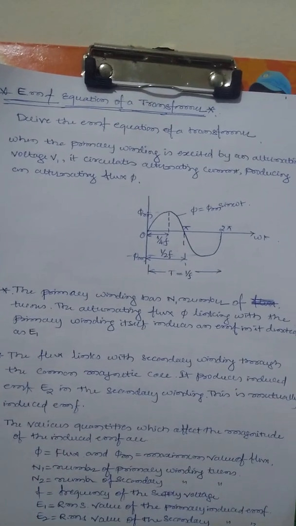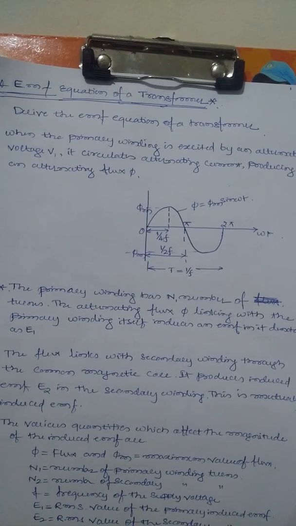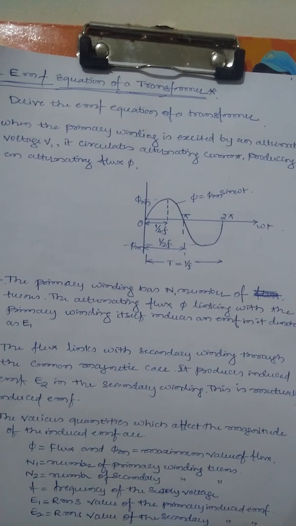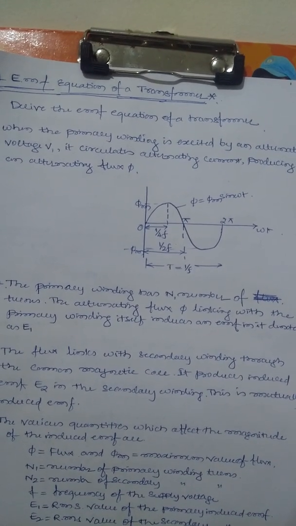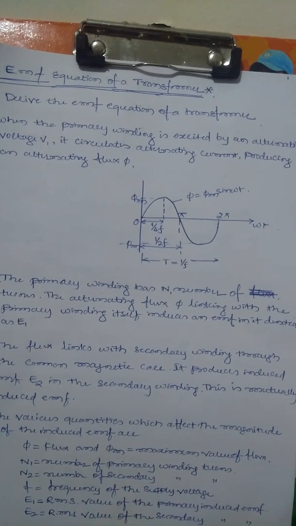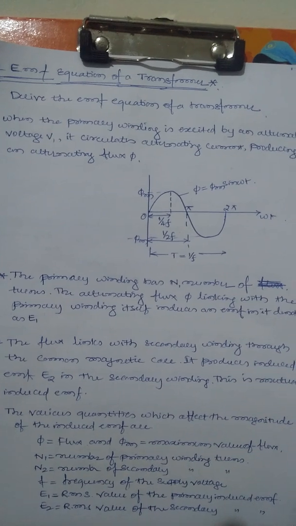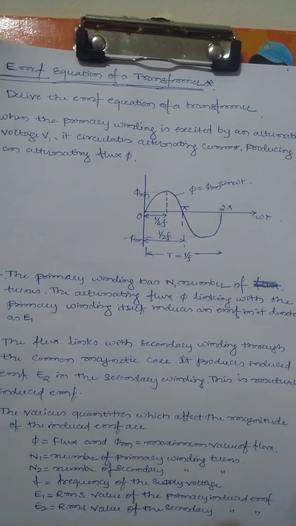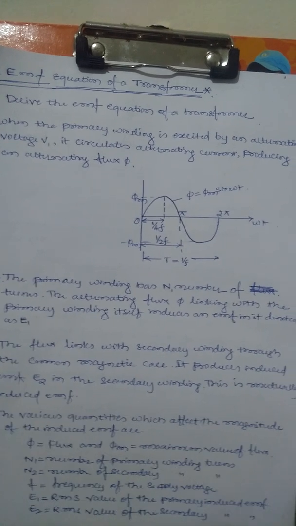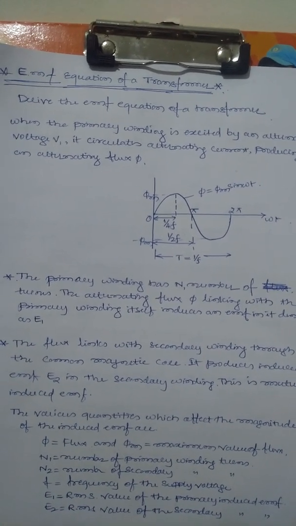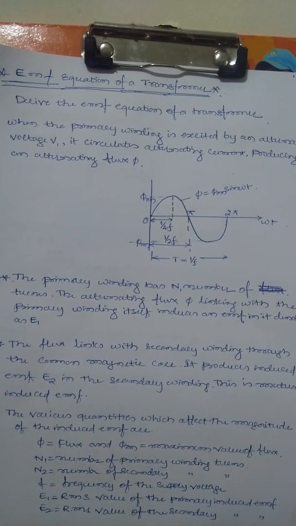When the primary winding is excited by the alternating voltage V1, it circulates alternating current producing alternating flux phi. The primary winding has N1 turns, and the alternating flux phi linking with the primary winding itself induces an EMF denoted by E1. It means the primary voltage E1 is with respect to the flux in the primary winding of N1 turns.